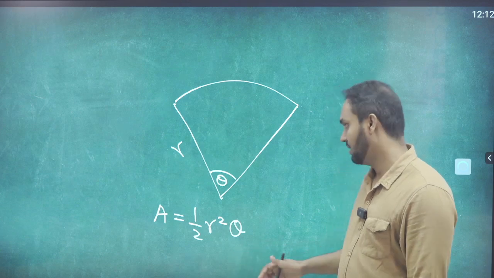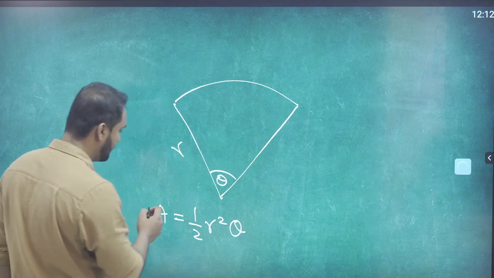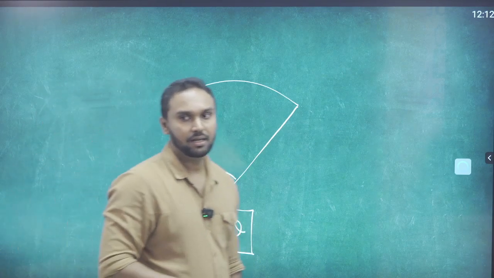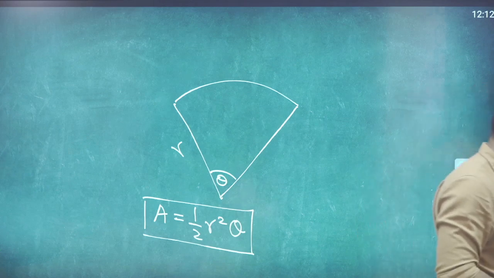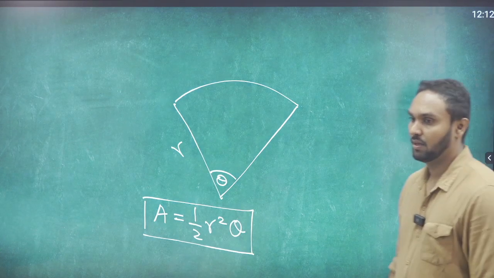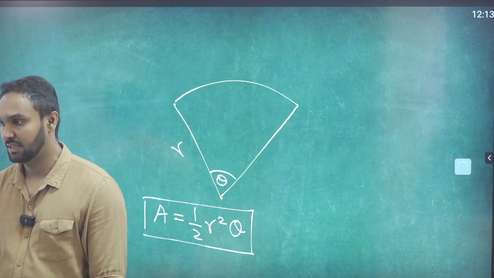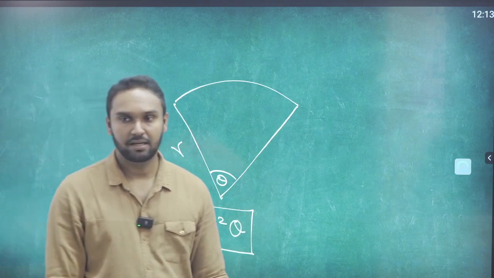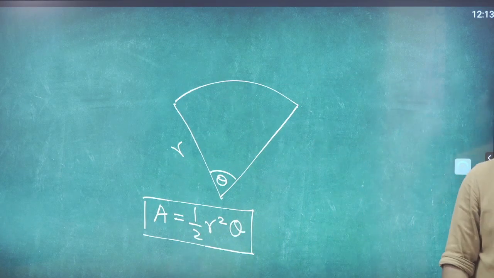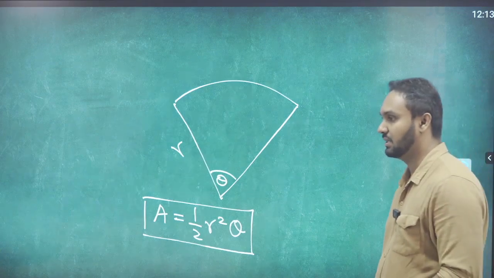Fine? Right. Shall we write this down? Write down: area of a sector using radians.